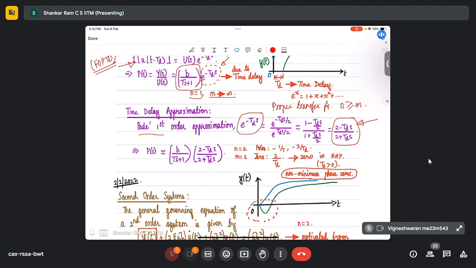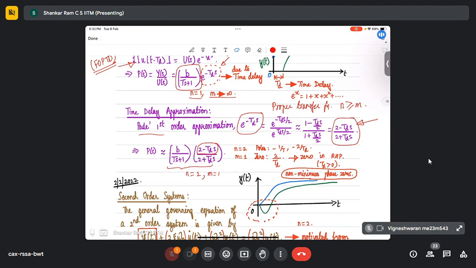So now, if we plug this one in, what are the values of n and m? N becomes 2, right? Because the denominator polynomial is of order 2, Ts plus 1 times 2 plus TDS. What is the value of m? The numerator polynomial is of finite order, 1. And do we have a proper transfer function? Yes, we have, right? We have a strictly proper transfer function. So this is the Padé's first order approximation of time delay, and this helps us to work further and go further in our analysis by having a proper transfer function.